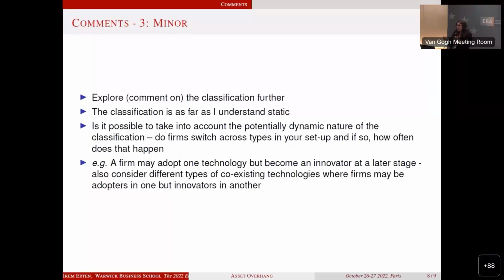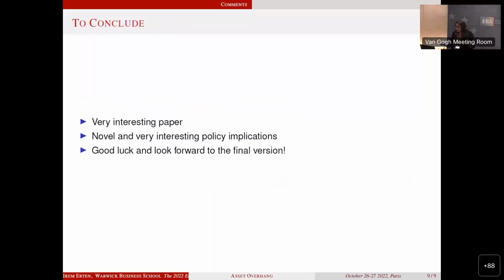And maybe that may not be possible in the input and output space, but they may do that quite easily, I think, if they consider patenting and patent citations and innovation and so on. That can be a way to see that. So to conclude, I think very interesting paper. I really like the novel and interesting policy implications. I think they say quite a lot of new things that both regulators and economists haven't really thought about. And I wish you good luck and look forward to the final version.